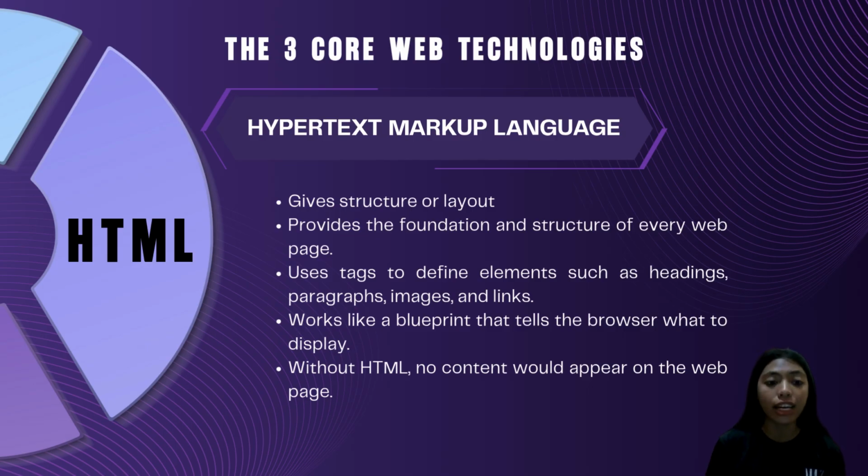Next, we have HTML. HTML stands for Hypertext Markup Language. First bullet: it gives structure or layout. Next, it provides the foundation and structure of every web page. Next, it uses tags to define elements such as headings, paragraphs, images, and links. Next, it works like a blueprint that tells the browser what to display. Without HTML, no content would appear on the web page.